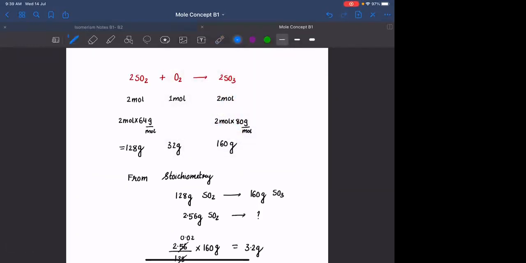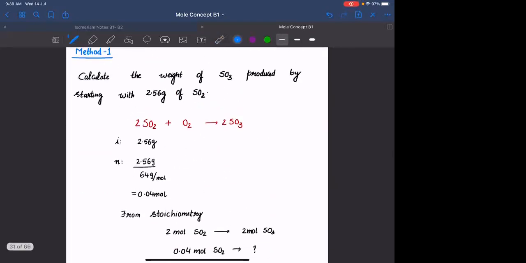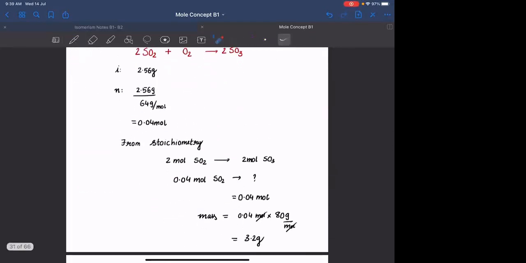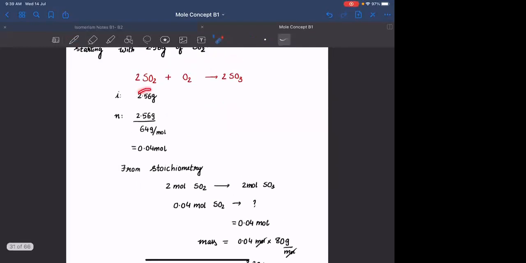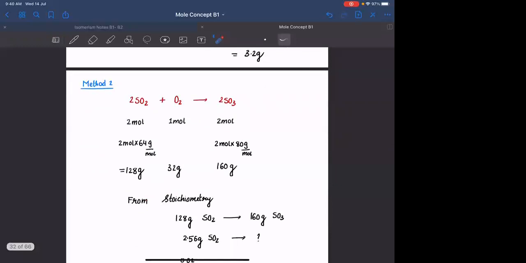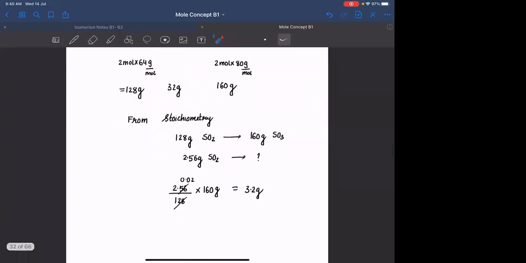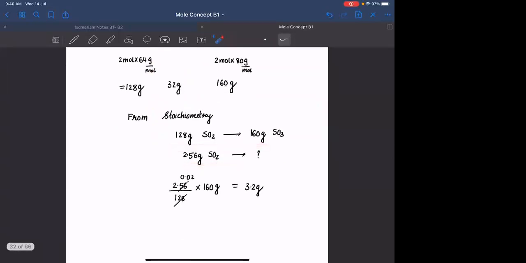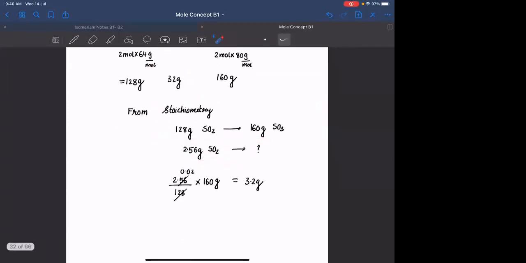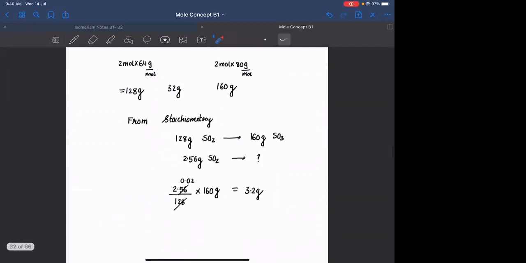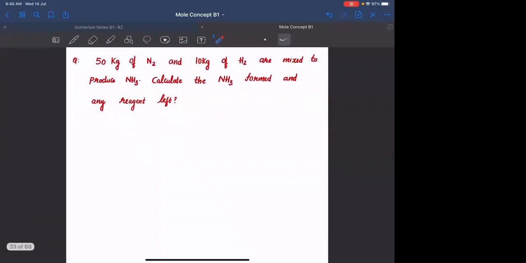Is that clear? Yes, sir. In method 1, what is the difference between these two? We have converted the mass to moles, and after that did the analysis. In this case, we have converted the initial moles to mass, and we have done the analysis in terms of mass only. Clear? Yes, sir. Okay. You solve this question.